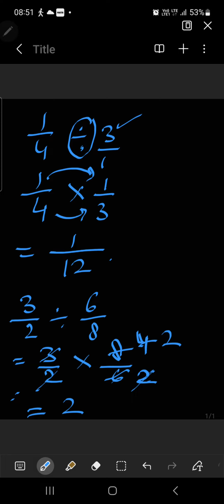Okay. So this is the way you can add your fractions, subtract your fractions, multiply your fractions, and even divide your fractions. So I hope you have understood today's class. We will come up with more applications of fractions in the next class.